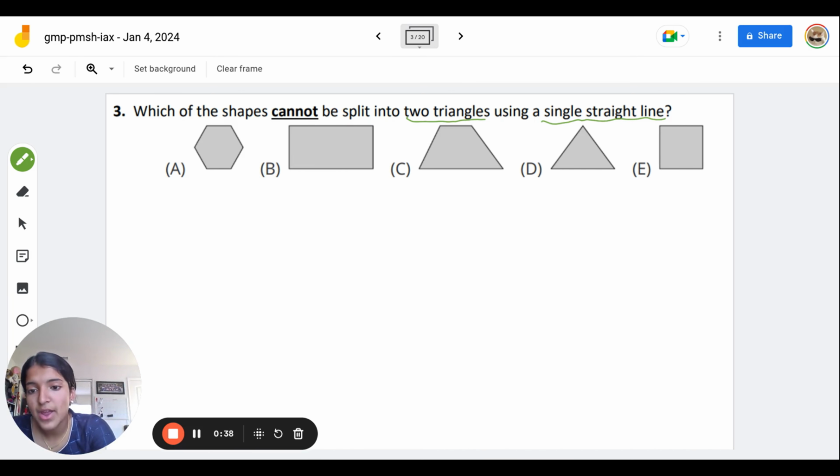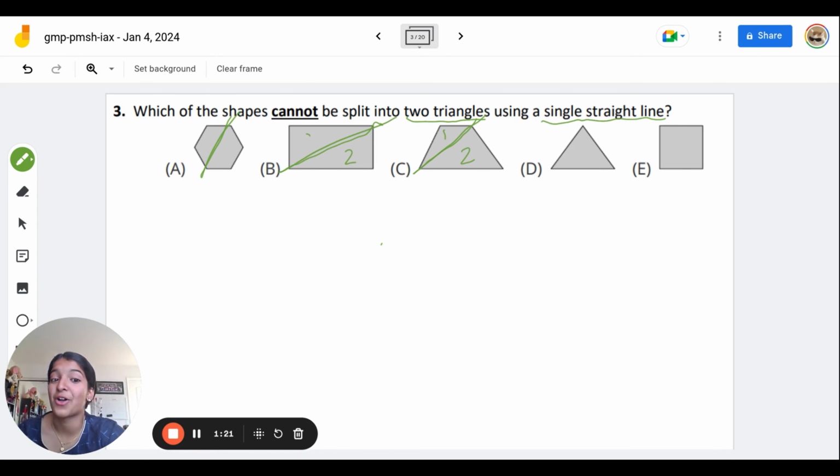So for A, we're going to try and split it with a straight line. But I don't think we can split it using just one line into triangles. But we're going to keep going and see how the other options work out. So for B, we're going to try and split it into 2 triangles. You go from corner to corner, and we see that we have 1 and 2 triangles. Same thing for C, we go from corner to corner, and we have 1, 2 triangles.